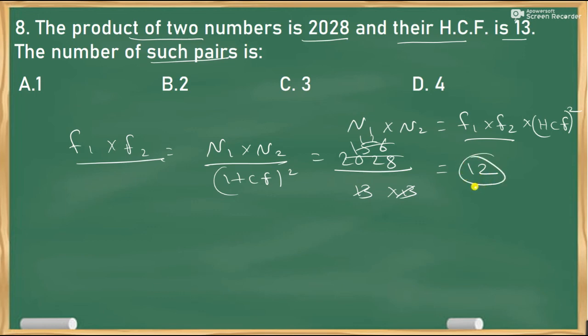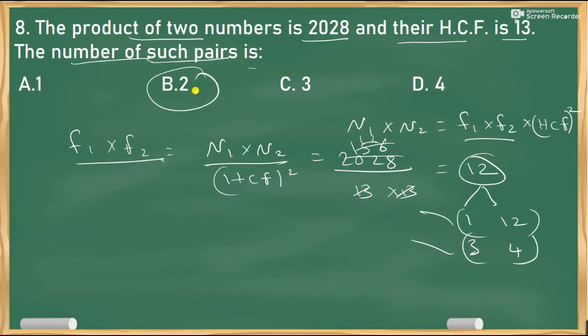Now as we already know, F1 F2 should be co-primes. That means there should not be any common factor except 1. So what are the different possible ways of taking 12 in co-primes? I can take either 1 and 12 or 3 and 4. So there are only two possibilities. The question is the number of such pairs. We have only two pairs which are co-primes, that is F1 F2. Answer is option B. Clear? Okay, fine. So let me go for the next question.